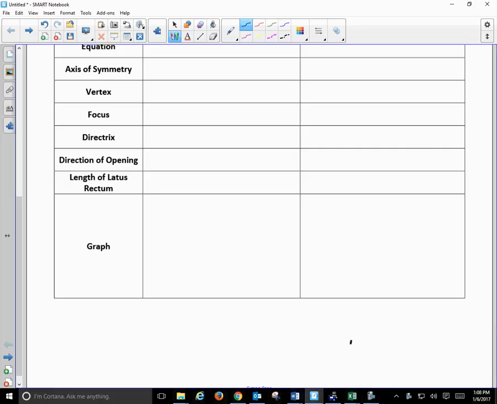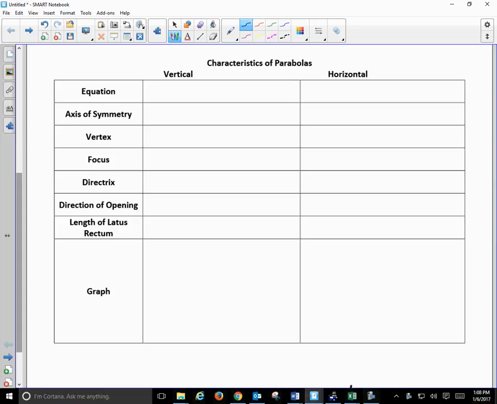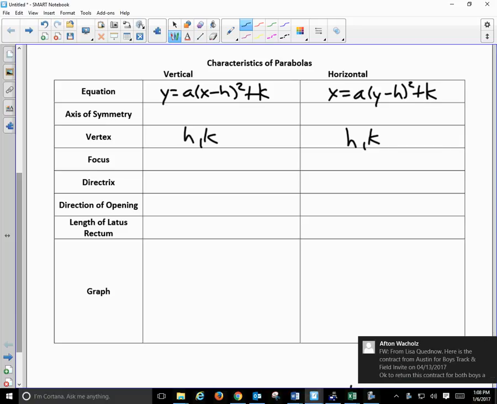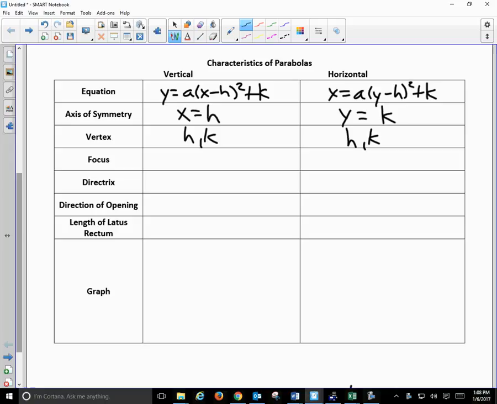And we're specifically talking about these pieces. For example, the equation was nothing new, right? Y equals a times x minus h quantity squared plus k, and the horizontal was x equals a times y minus h quantity squared plus k. And we talked about the vertex being (h, k) in both situations. And we talked about the axis of symmetry being a vertical line through h, and here the axis of symmetry being a horizontal line through k.